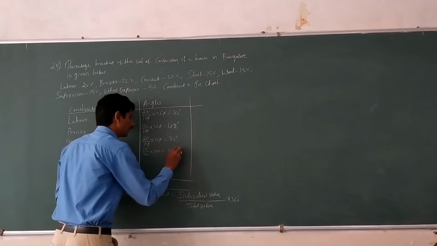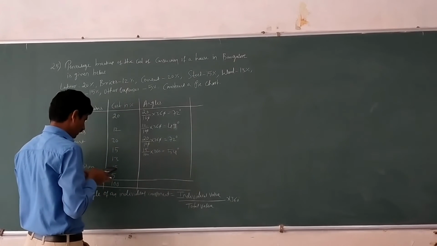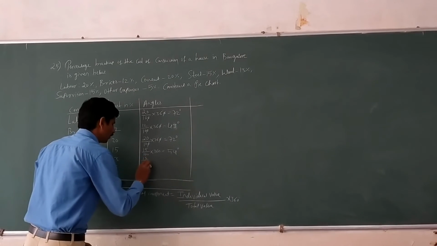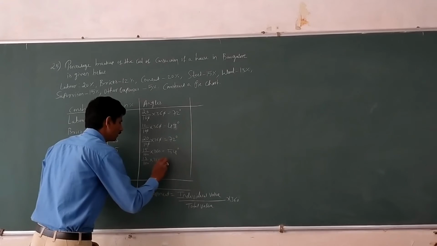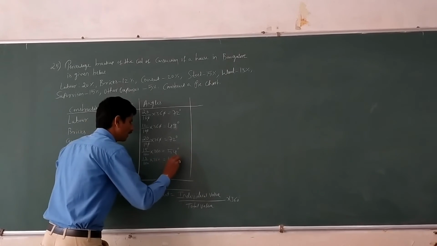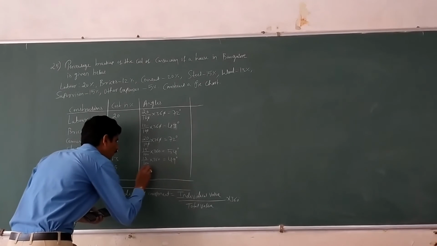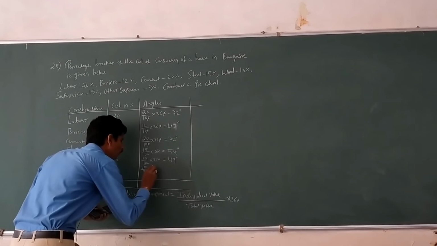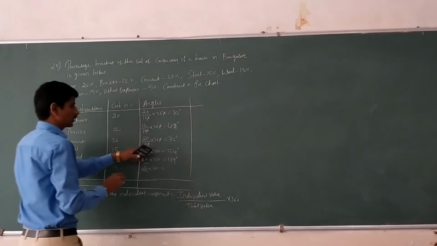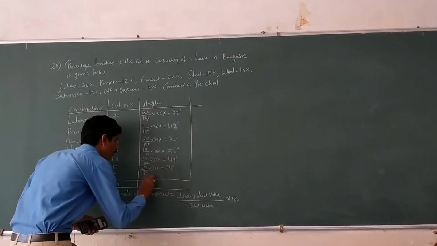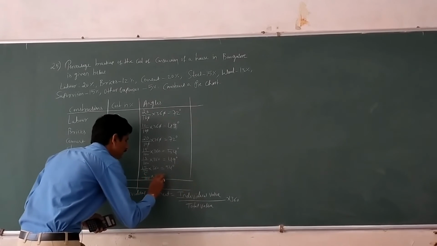54 degree. The next, 13 divided by 100 into 360, then we get 46.8, means 49 degree. Next, 15 divided by 100 into 360, then we get 54 degree. Next, the last one is 5 divided by 100 into 360, then we get 18.